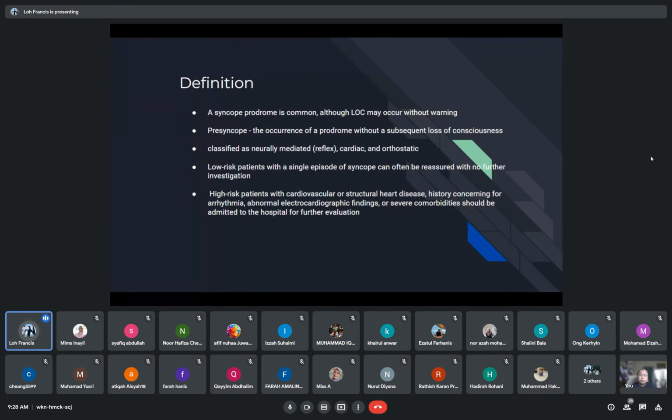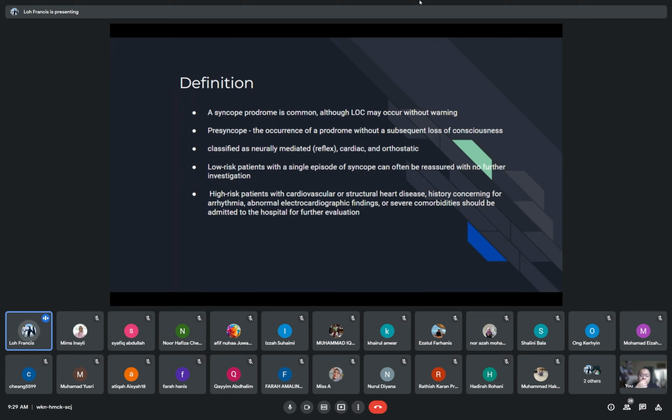A syncope prodrome is common, although the loss of consciousness may occur without warning. The patient may present with nausea, lightheadedness, diaphoresis, and or visual disturbance that can precede the loss of consciousness for several seconds to minutes. Presyncope is the occurrence of the prodrome without a subsequent loss of consciousness.